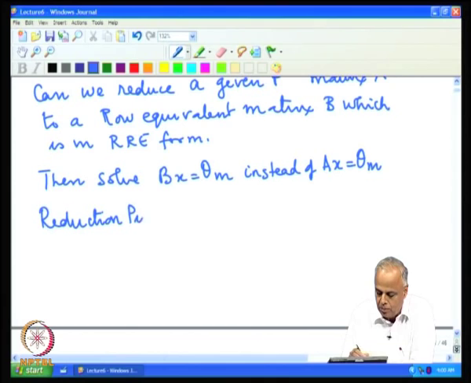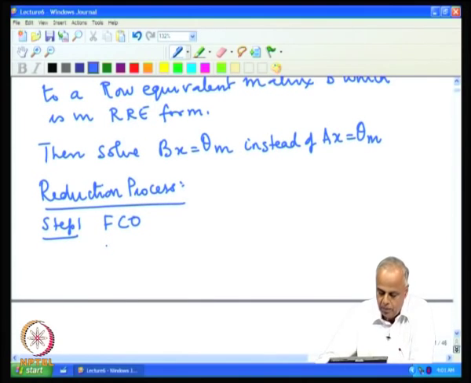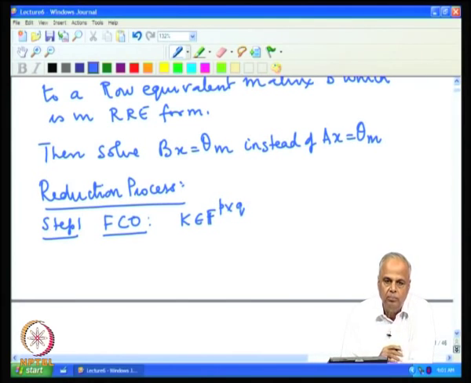In the reduction process, we first introduce the first column operation. The first column operation was the following: given any matrix K in F^(p×q), you scan the first column, bring a non-zero entry to the top if there is one, make it 1 and make everything below that 0. If the first column had no non-zero entry, then we leave it alone.